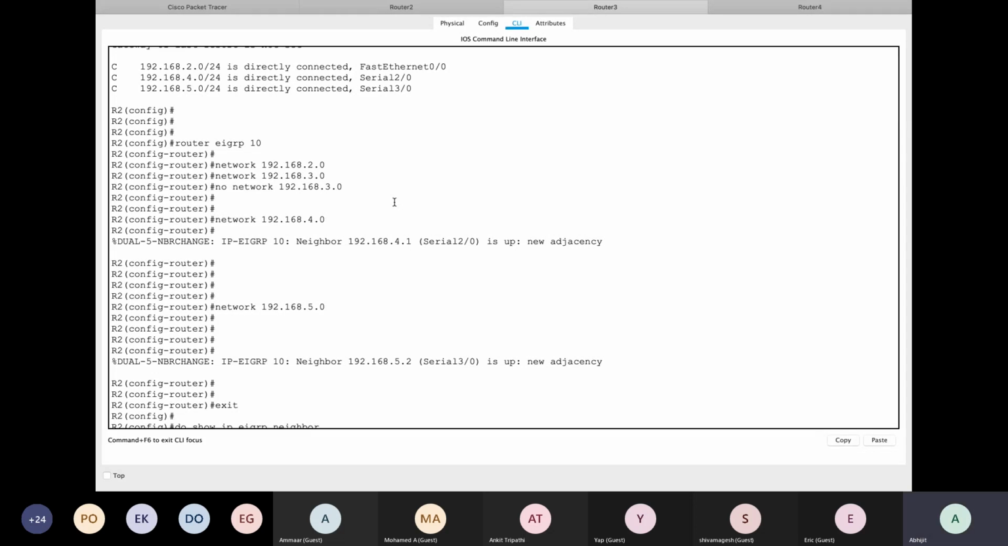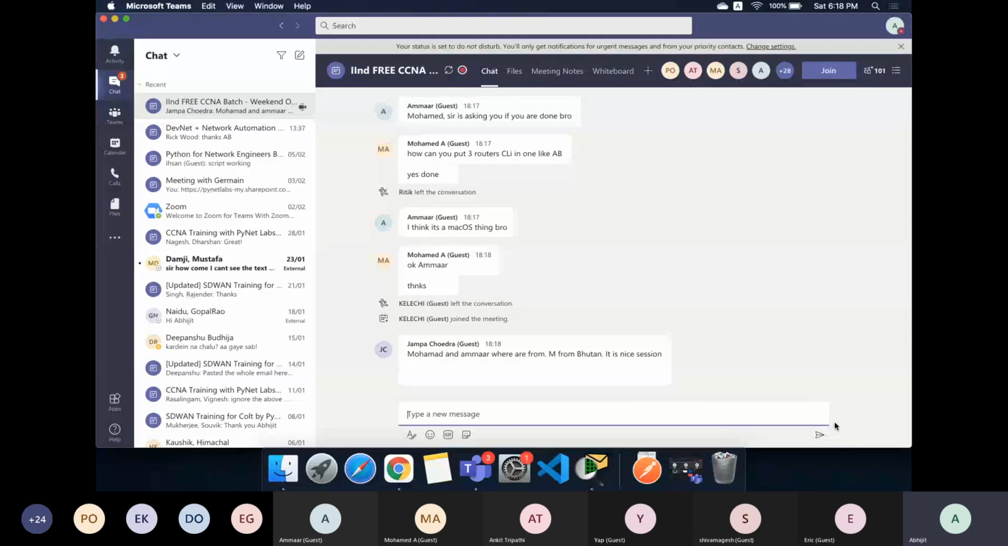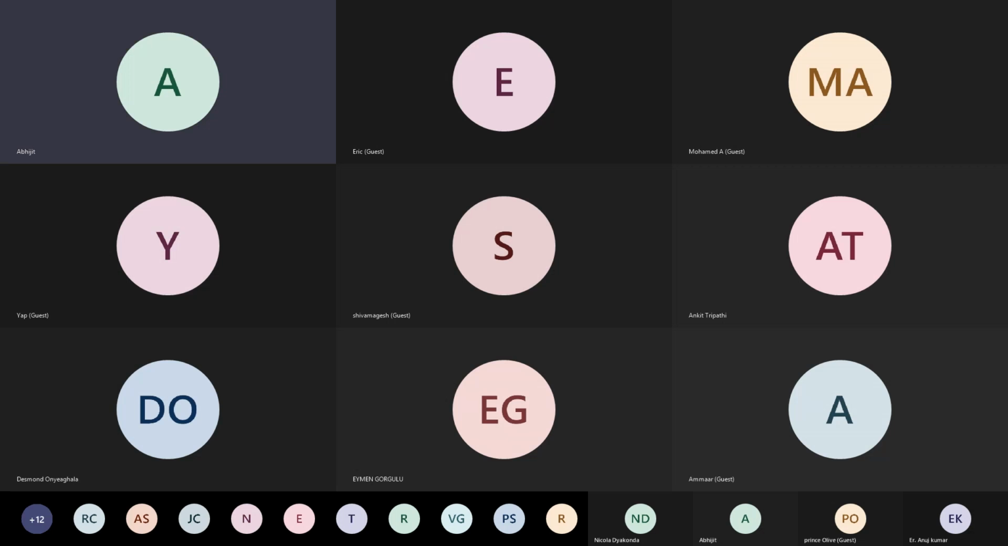All right, guys, I hope you are done with the lab. There are just certain things that I want you to know about EIGRP. So here's the thing: we are going to talk about how EIGRP calculates the best route. Let me just share my other screen with you.